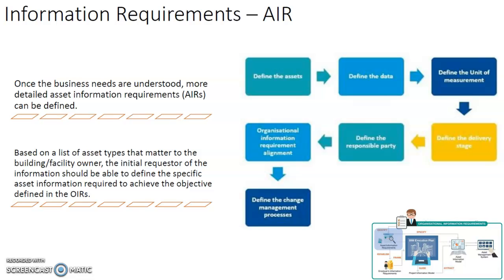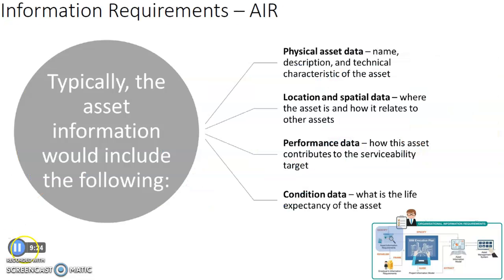You can, for example, look into defining what your asset is, so that for every asset you have defined, you know the corresponding data you are looking at. You can then define the unit of measurement, the delivery stage, who is the responsible party, then the organizational information alignment, and after that you define the change management process.